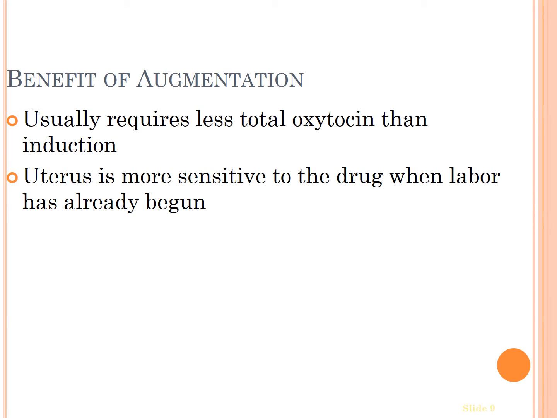So the benefit of augmentation, you say, well, okay, you're only given the Pitocin because they've already started labor. Why would you need it? Well, sometimes moms need a little help. I joke and say sometimes just holding it under their nose helps get them into a contraction pattern that is going to help them continue to dilate effectively and efface their cervix. But typically if mom has already started and her cervix is starting to change, we have that cervical readiness, right? So many times it takes less Pitocin than an induction would. And also the uterus is much more sensitive to the drug when labor has already begun.